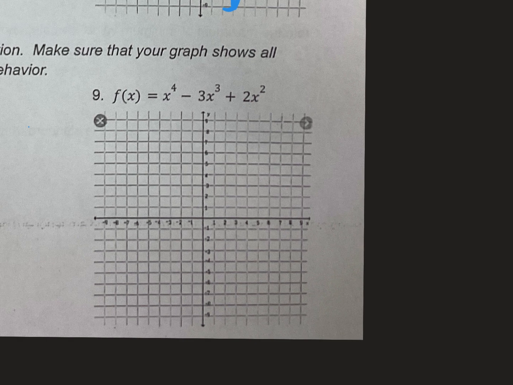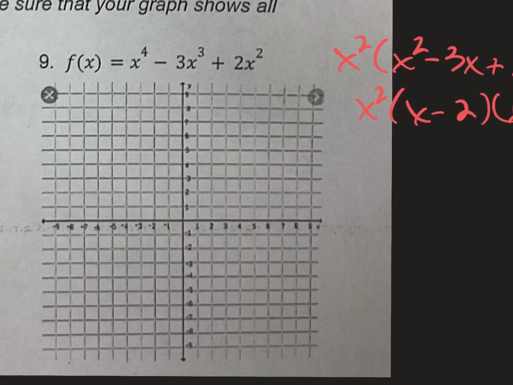Number 9, you got to factor first. So what I'm going to do for 9 is I'm going to factor out the x squared, which will leave me x squared minus 3x plus 2. Keep factoring. That's going to be x minus 2, x minus 1. Don't forget the x squared. Oh my gosh, these are going to be very close together. Let me make this a little bit bigger.